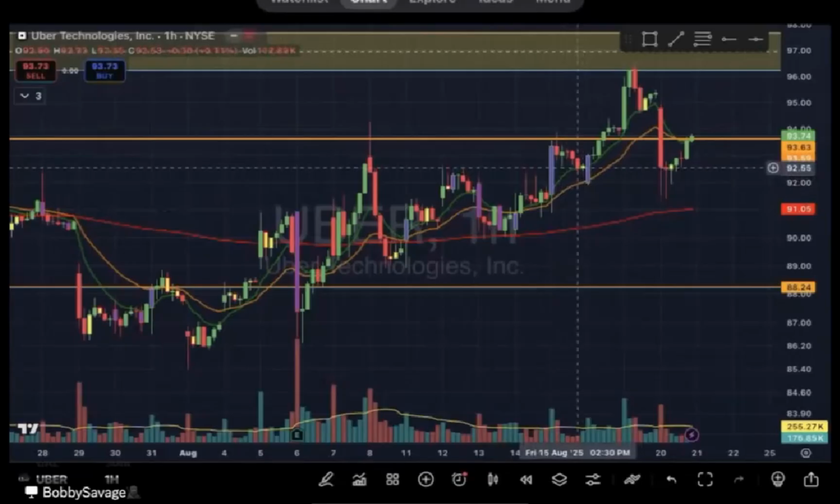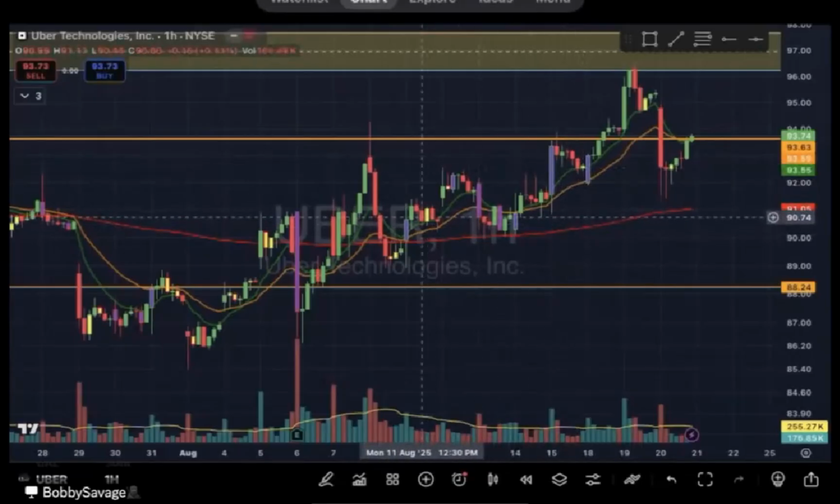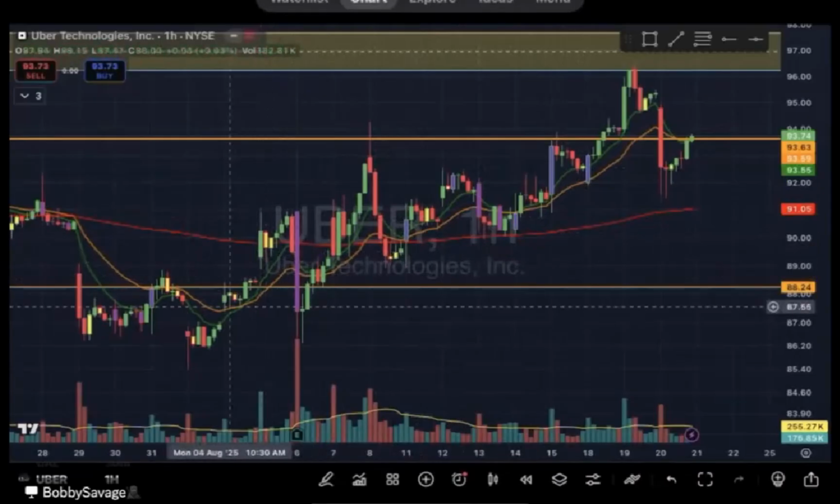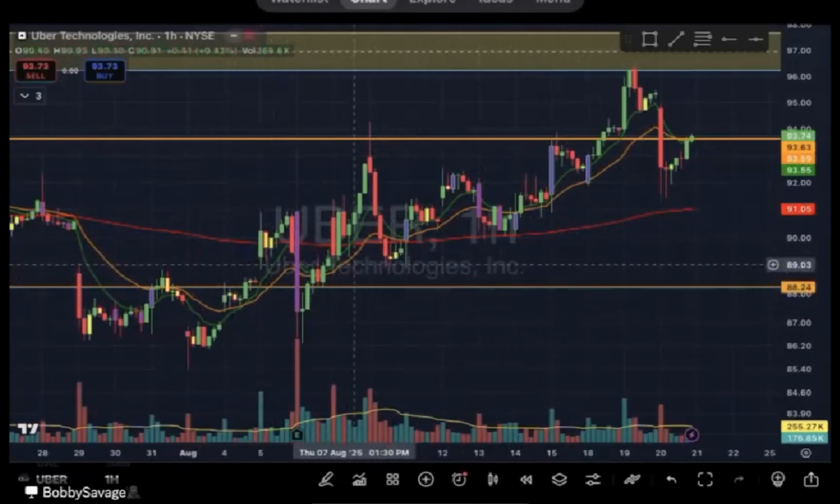This candle is inside this candle. This candle is inside that candle. This candle is inside this candle, which is inside this candle. So this is a double inside candle.